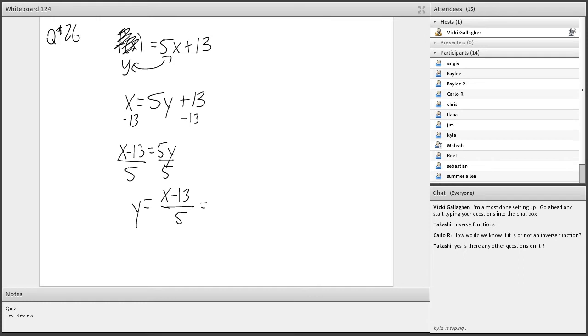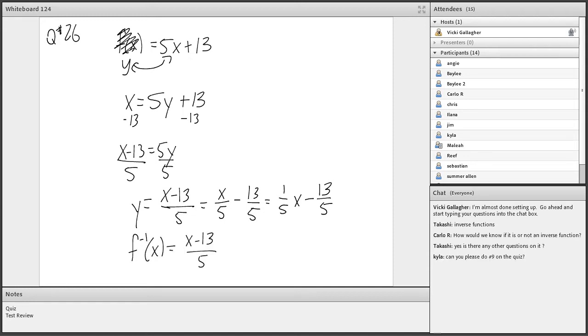You could also do little fractions. You could do x over 5 minus 13 over 5. You could even do 1/5 x minus 13 over 5. Those would all be considered correct answers. If you want to get super fancy, you can write it in functional notation: f negative 1 of x equals whichever of these that you chose.